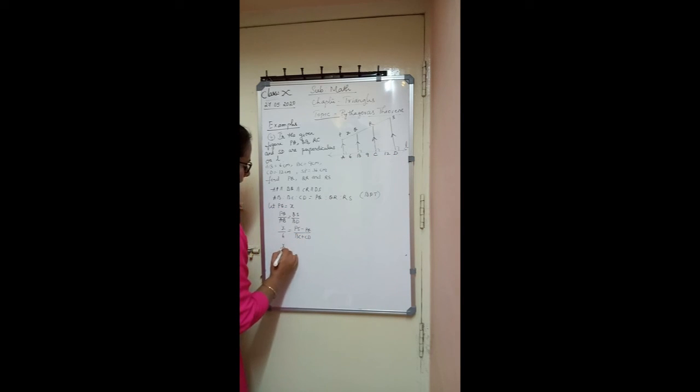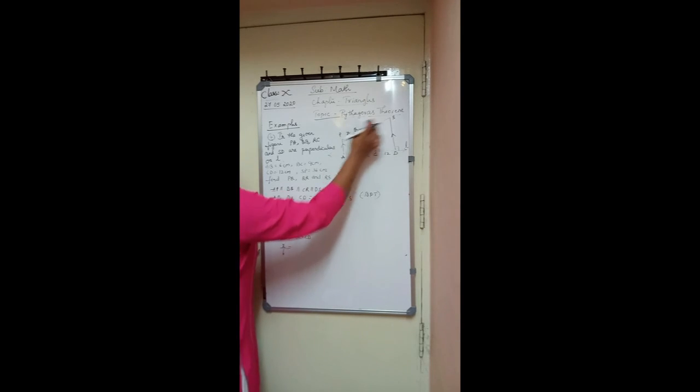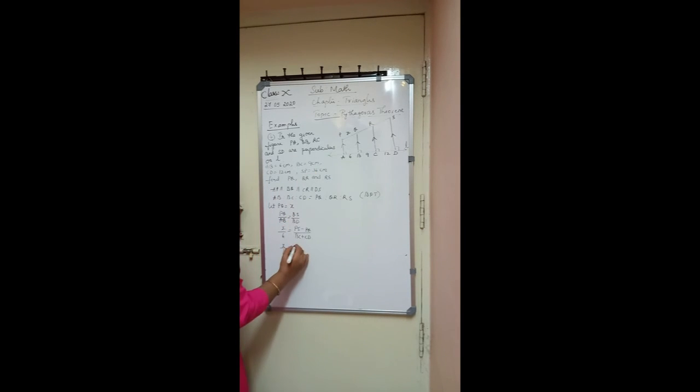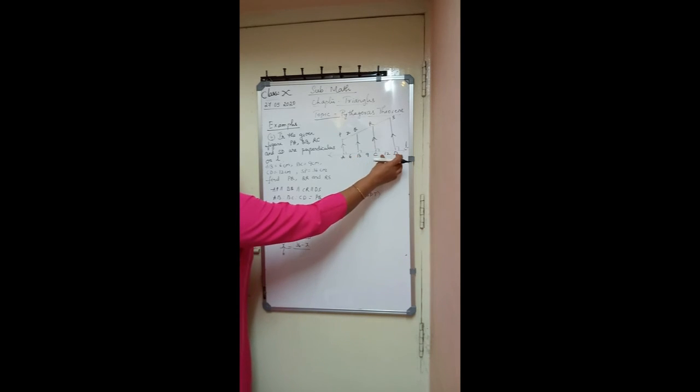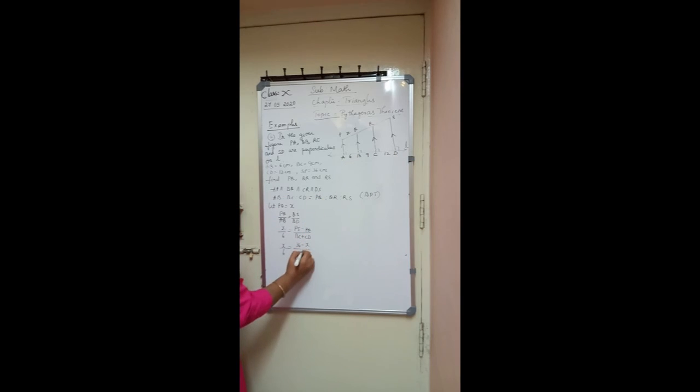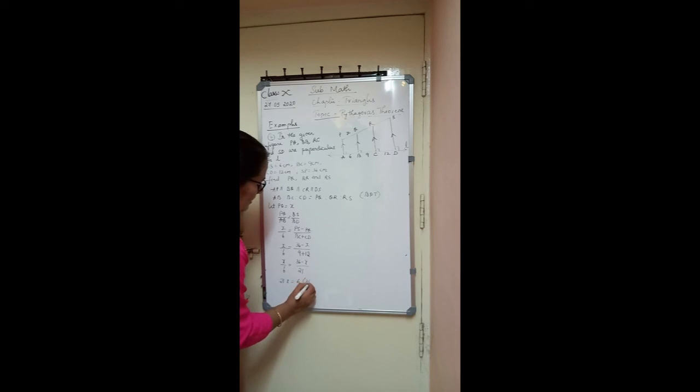So X by 6. What is PS? PS is given as 36. 36 minus X by, BC is 9, CD is 12, so 12 plus 9 is 21. So X by 6 equals 36 minus X by 21. So cross multiply. You will get 21 X equals 6 into 36 minus X.